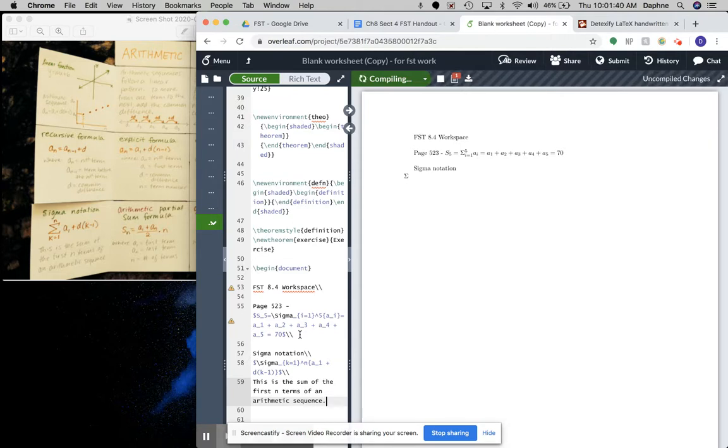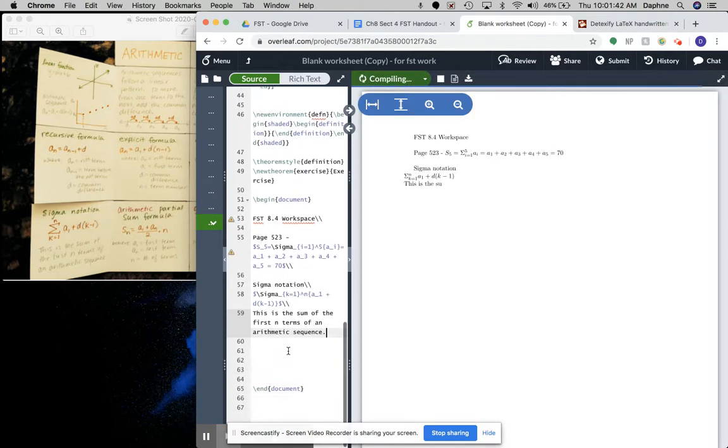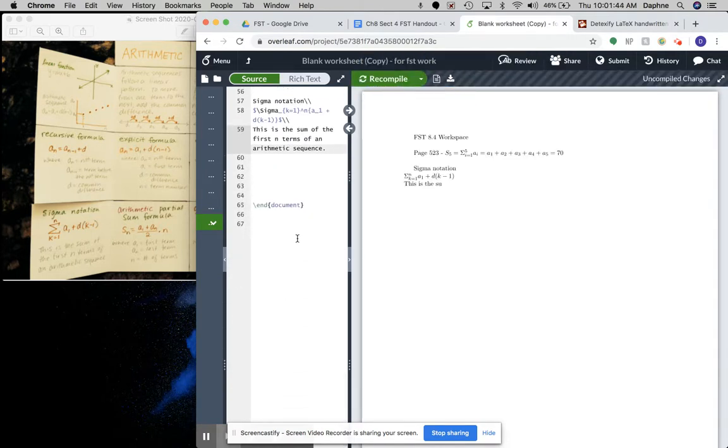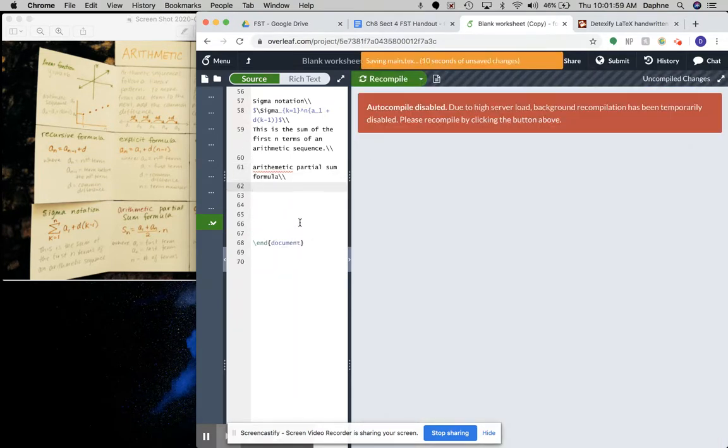So a series is just sums. A series is just a sum of a sequence. All right, and so that one is in there. And then the next box next to it is the arithmetic partial sum formula. So what if we only want to add a certain number? I spelled arithmetic wrong, but it shouldn't be yelling at me for that.